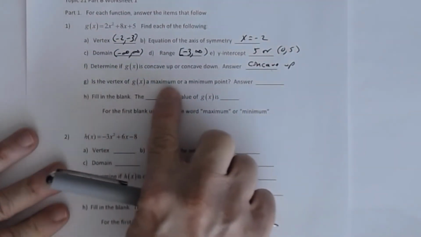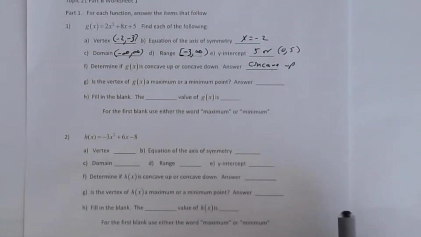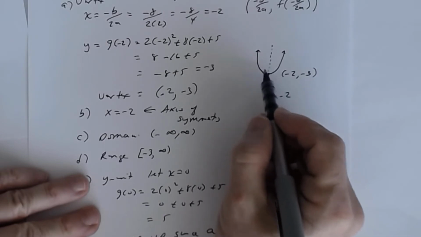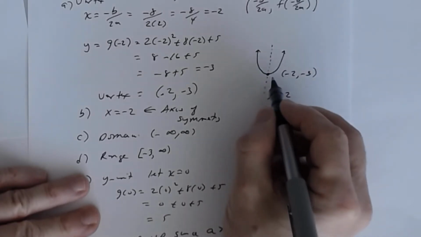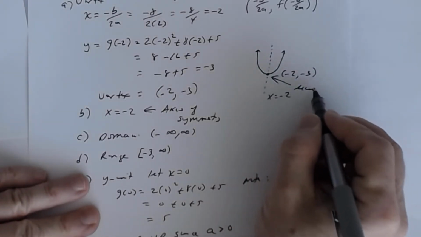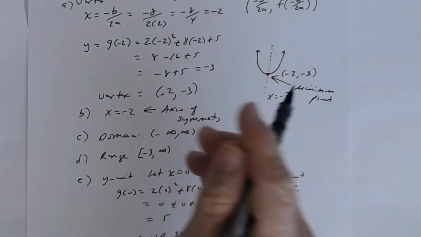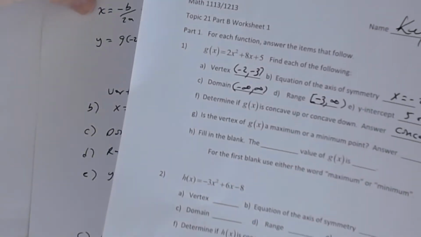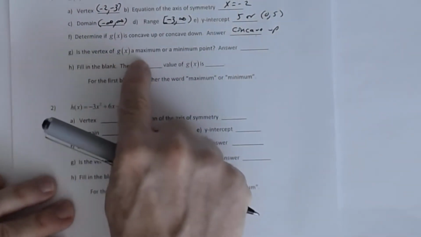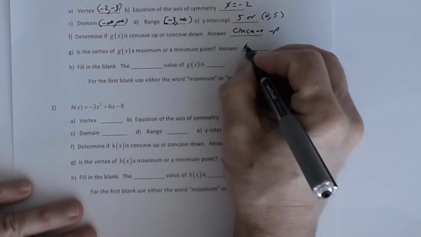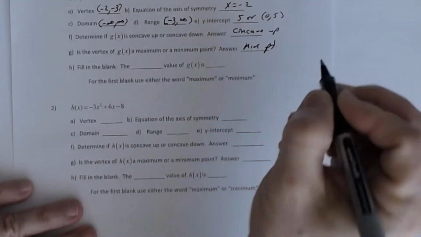Then they want to know, is the vertex a maximum or a minimum point? Well, notice that the parabola is concave up, the function is concave up. So this is the lowest point on the graph. So that's a minimum point. So the vertex is a minimum point. All right, so make sure you read carefully. It says, is the vertex a maximum or minimum point? Well, it's a minimum point.